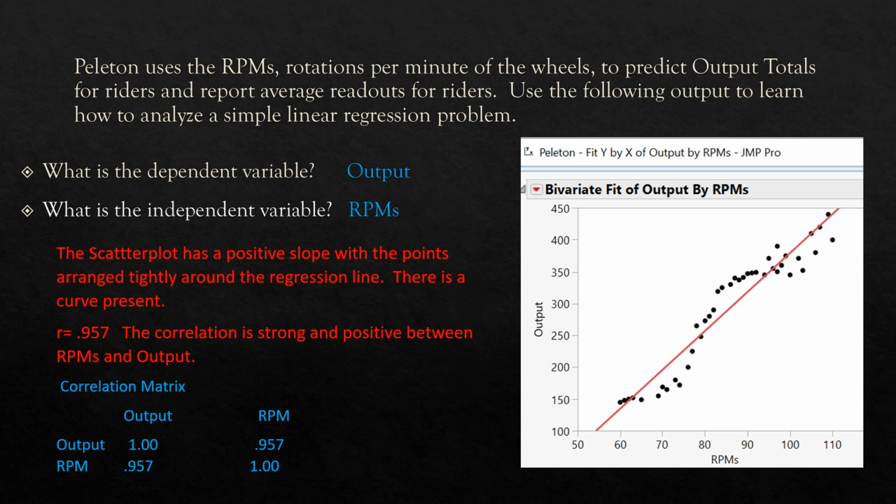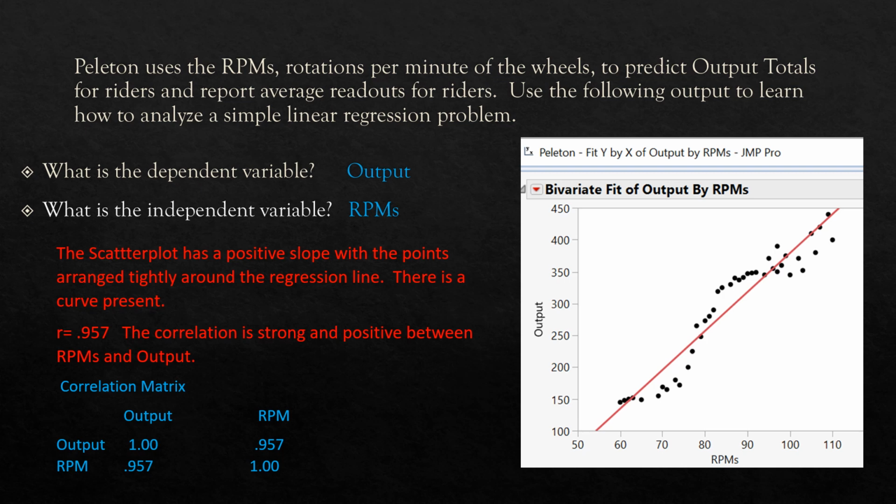So when I go to interpret this scatter plot, I note that it has a positive slope and the points are fairly close to that regression line, the red line in the middle. There is a curve that's present that we'll learn to account for in Chapter 4. This regression line minimizes the squared distances between the points and the line. Therefore, it is the best fitting line.